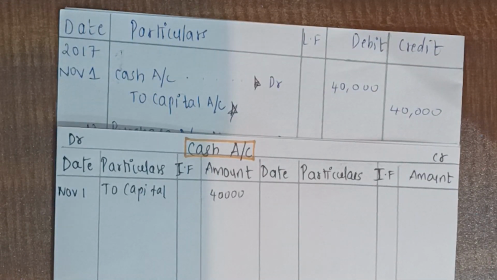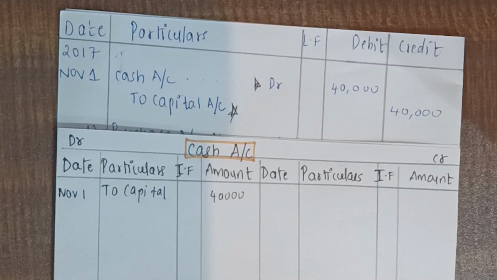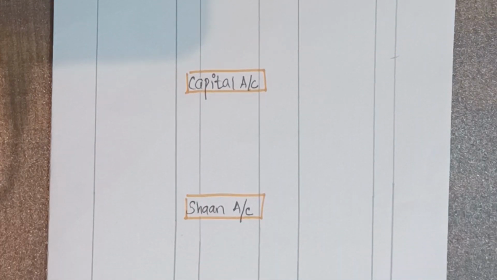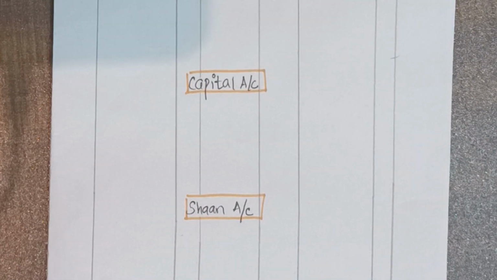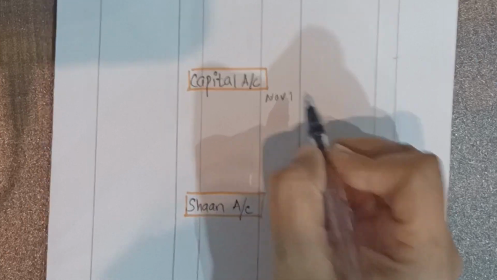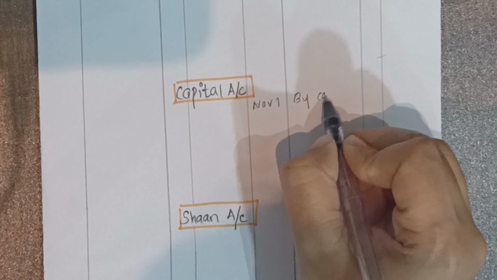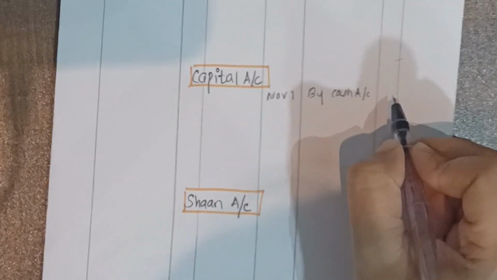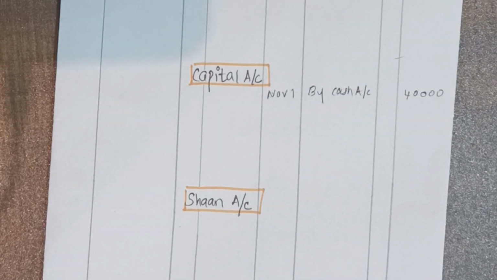Then we see the capital account is on the credit side, that is to capital account. So then we have to come to capital account. We know that capital account is on the credit side, so definitely it will come on the credit side, but it will be written as cash account. So write the date, it is November 1, and here it will be by cash account, and the amount will be rupees 40,000. In ledger we do not have to write the narration of the transactions. Okay, so one entry is done.